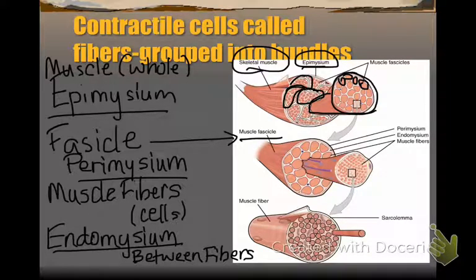So the perimysium, if I switch colors here, goes around the outside. And then I'll go to pink. And the endomysium goes in between. Doesn't stand out very well. Wait, how about the sarcolemma? I haven't talked about it yet. I'm going to talk about it now. Okay, so now you see this other word here, sarcolemma.